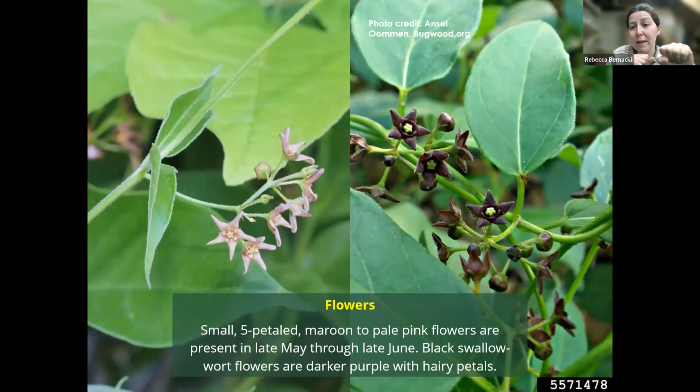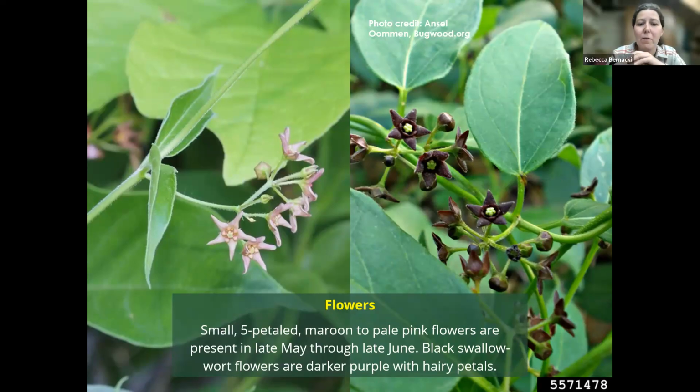Pale swallowwort is on the left. So as you can imagine, it's a more pale color, pale pink in color. And if you look at each one of those petals, the base of the petal is about half the length of the height of the petal. Black swallowwort, on the other hand, has a deep maroon to black color. It's pictured there on the right. And the base of the petal is about the same as the height of the petal.